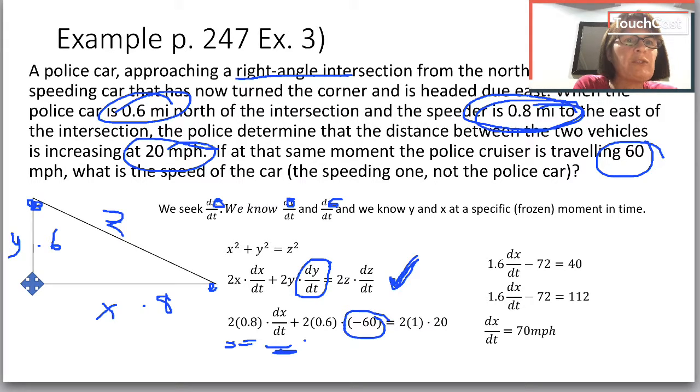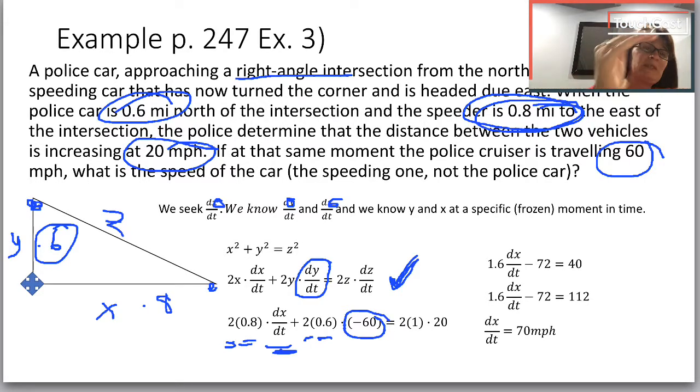Plus, this is supposed to be 2y dy/dt. Well, once the picture's frozen, my y is 0.6. That's where this 0.6 came from. Negative 60, that's the big deal here, noticing that. I know the police officer is going 60 miles an hour. The police officer is getting closer and closer to that intersection, which means y is getting smaller, which means dy/dt must be negative. And that's going to equal, on the other side, so here's what I have.